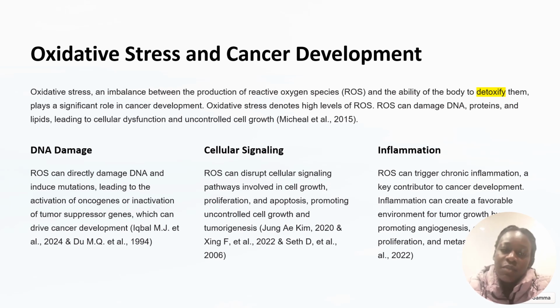And another mechanism to support this theory is through inflammation. So reactive oxygen species can trigger chronic inflammation, a key contributor to cancer development. Inflammation can create a favorable environment for tumor growth by promoting angiogenesis, cell proliferation, and metastasis. And this is also elaborated and proven in a study in 2022.